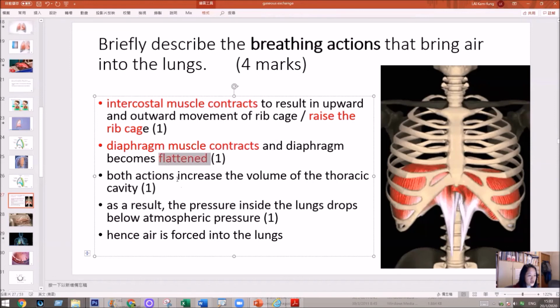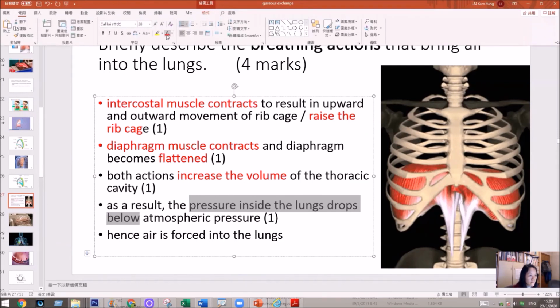These two actions will increase the volume of the thoracic cavity, and then the pressure decreases, and it decreases to a level that is lower than the lung pressure. Lower than the atmospheric pressure. This would force air in.